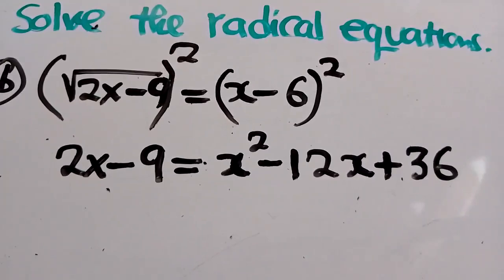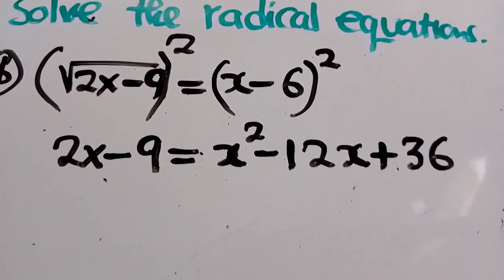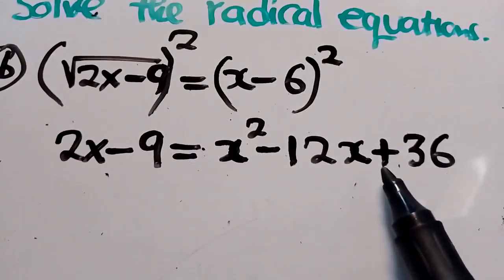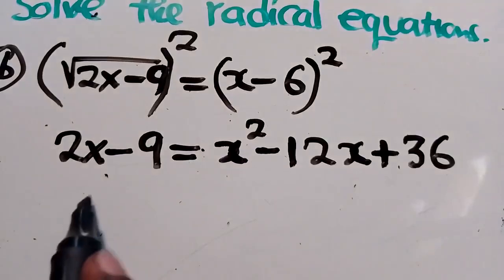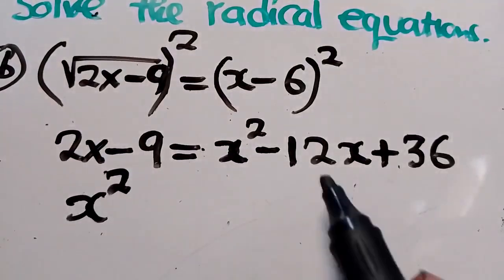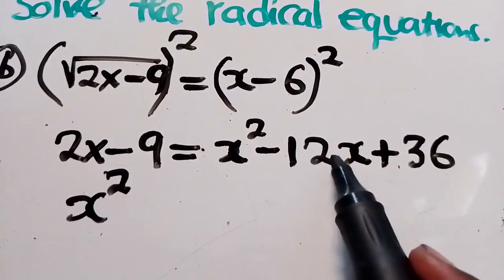What was the third step? The third step, I said you rearrange. Rearranging is more like grouping of like terms. So we group like terms. I'm going to throw all these to this side. So I'm going to have x squared. This is negative 12.